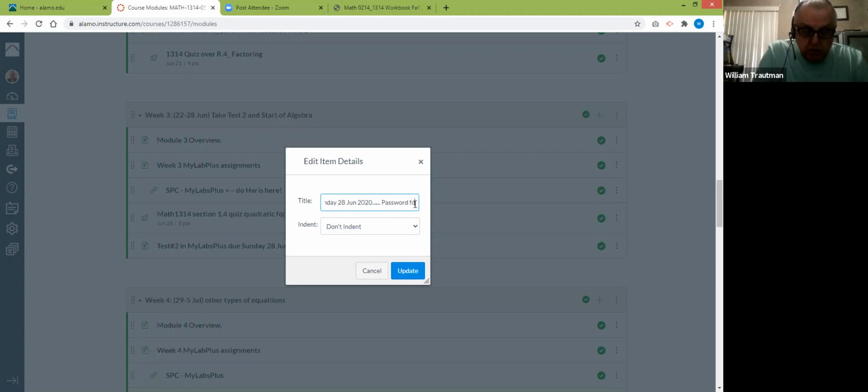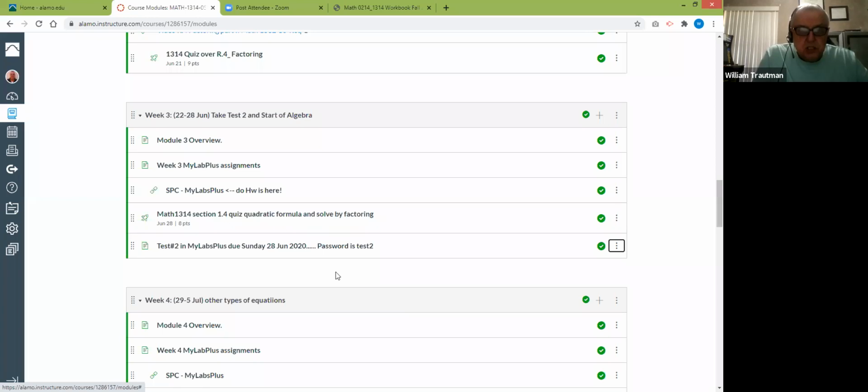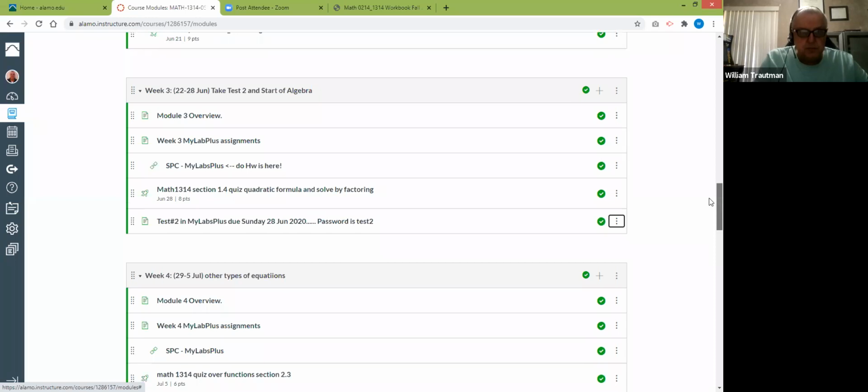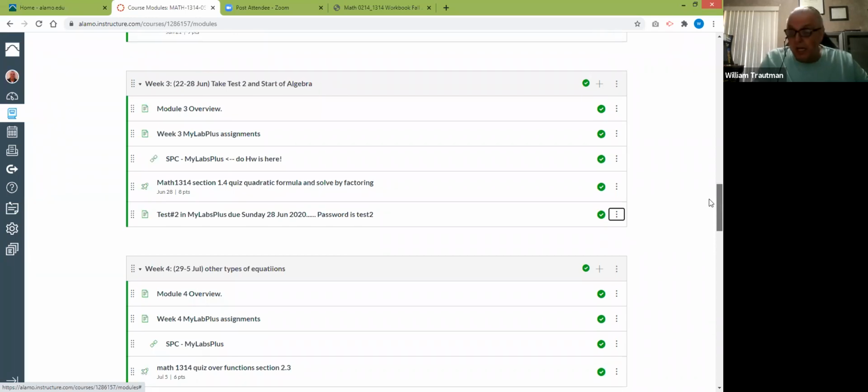Password for test. Password is test 2. So lowercase test 2. So test 2 is in MyLabsPlus. It's due Sunday, and the password is test 2. All lowercase, no spaces.